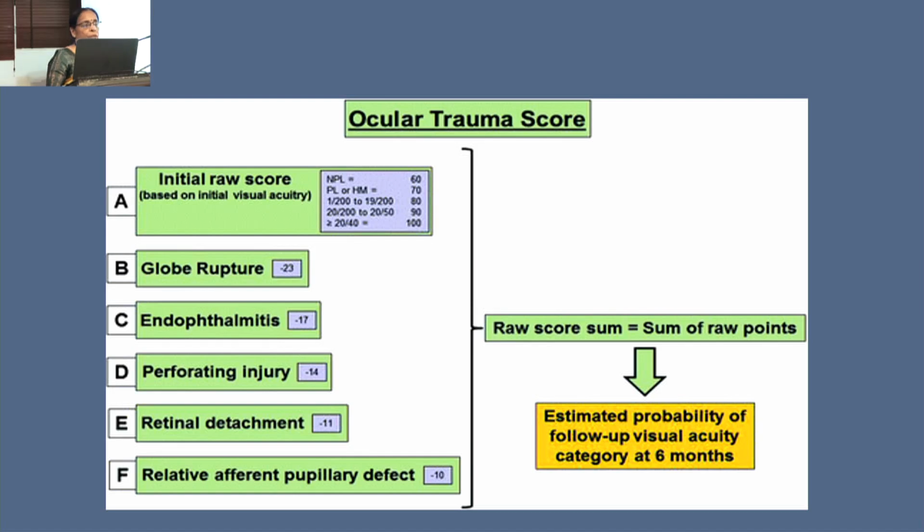So this is the ocular trauma score. This only gives the prognosis. All this is in the book, but these are the various sums. Ultimately you get what are called raw points, and that's how you suspect it. So it's basically for severe injuries.